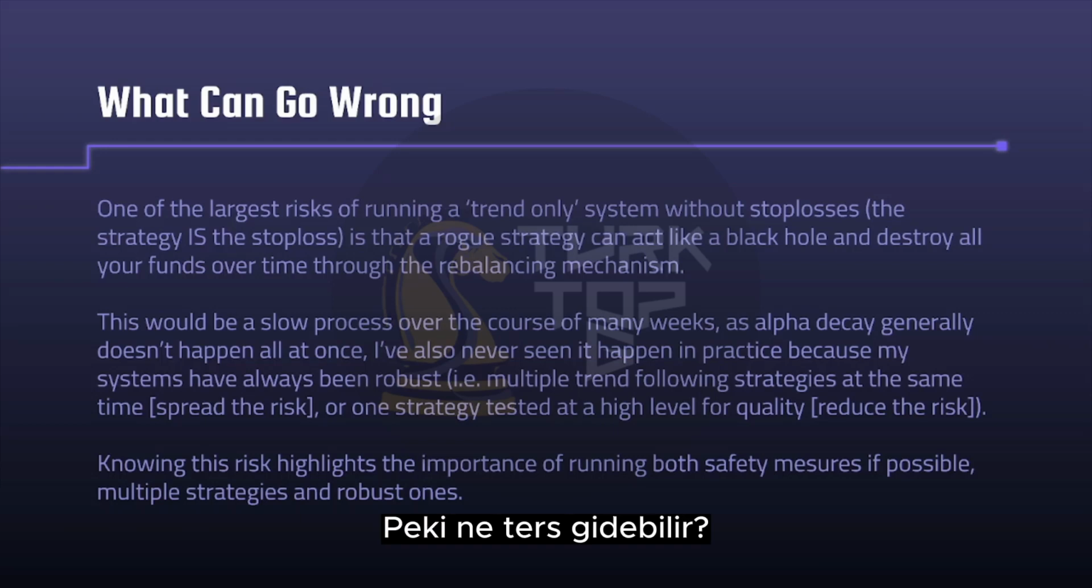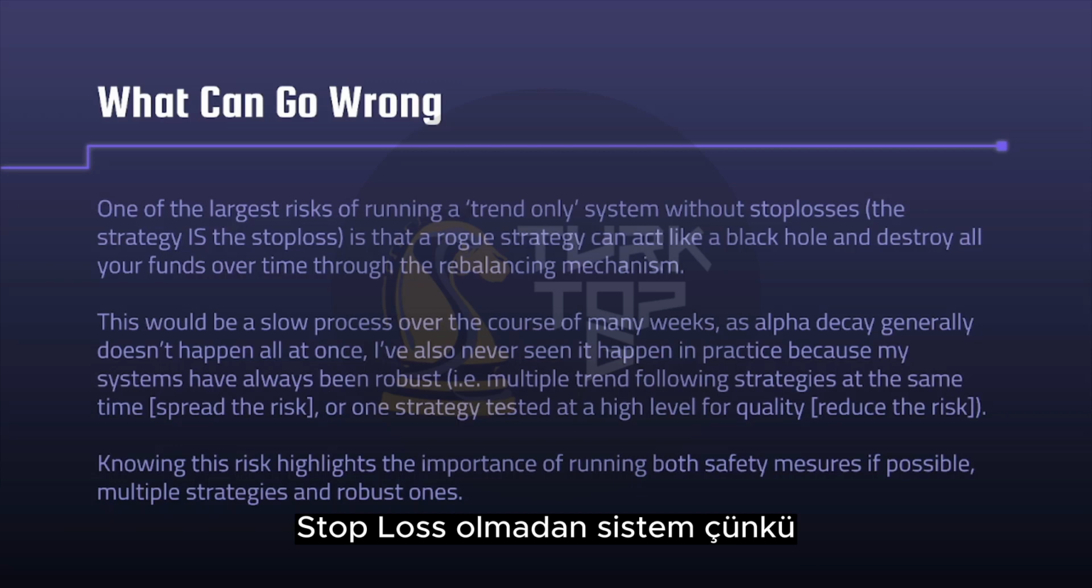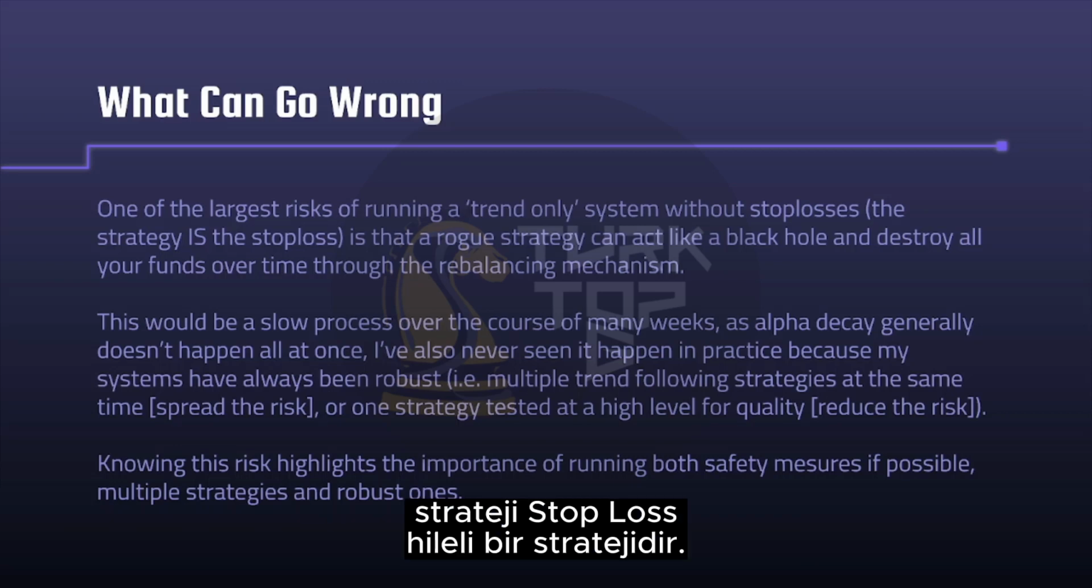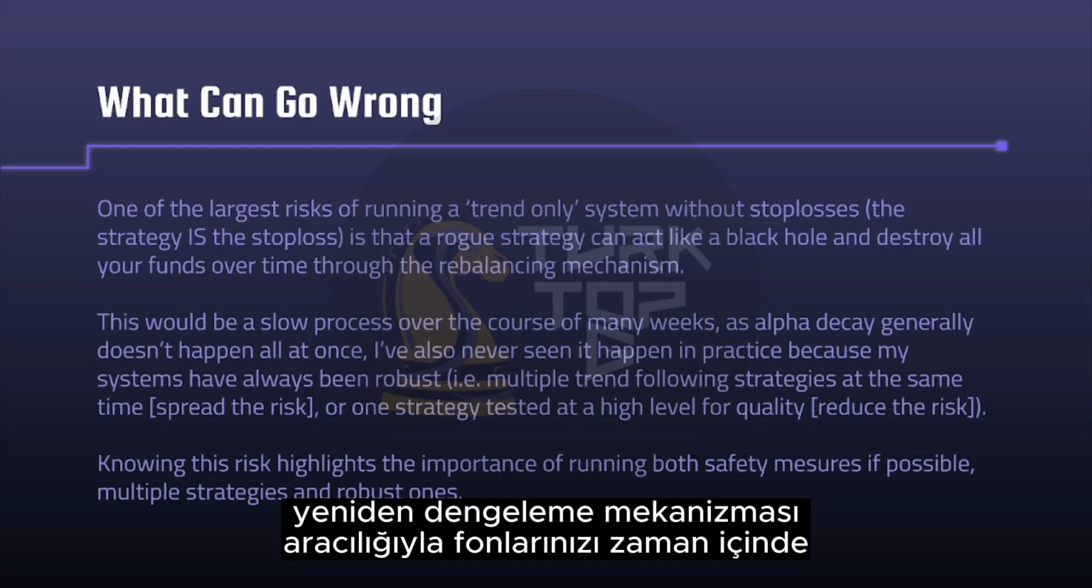So what can go wrong? One of the largest risks of running a trend-only system without stop losses, because the strategy is the stop loss, is that a rogue strategy can act like a black hole and destroy all of your funds over time through the rebalancing mechanism.